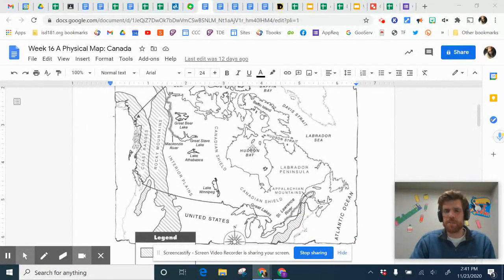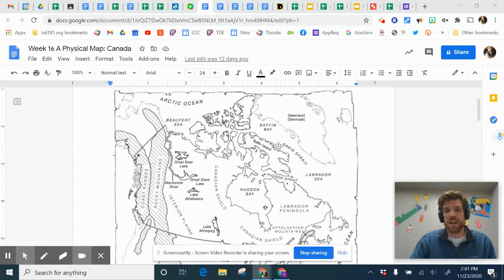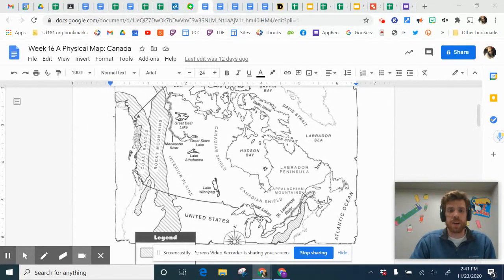We also have the Hudson Bay. Hudson Bay is surrounded on three sides by water, so that is a bay. Notice that we have a Hudson Strait that connects the Labrador Sea to Hudson Bay. So straits might be a new word for you. Seas and straits. We have the Davis Strait here, connecting Baffin Bay, again surrounded on three sides by land as we go.